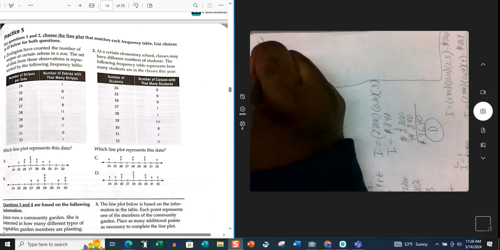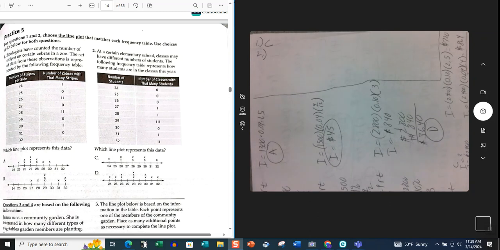So now we go to number 2. It says at a certain elementary school, classes may have different numbers of students. The following frequency table represents how many students are in the classes this year. Now, if you notice, 24 to 26 is none, so you should not have any X's on 24 to 26. So far, B is that. Then 27 has 1, 28 has 1 according to the table. 29 has 3, 30 has 0, 31 has 1, and 32 has 2. So your answer here would be B.